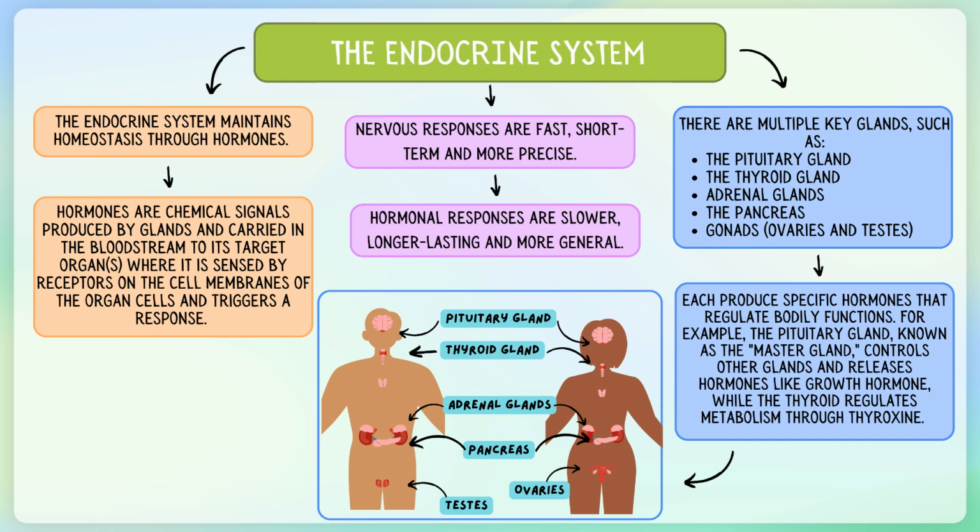By the end, you should recognize major endocrine glands, understand the hormones they produce, and differentiate between the communication methods of the endocrine and nervous systems, which is essential for understanding homeostasis.